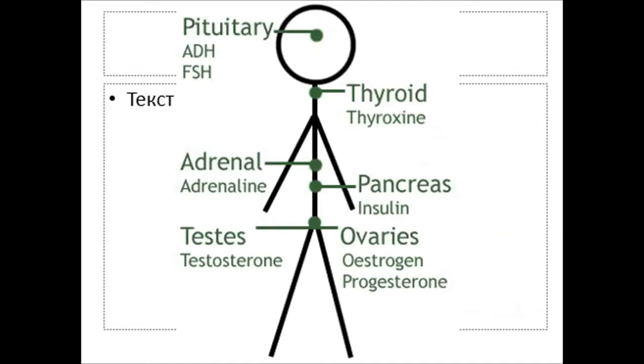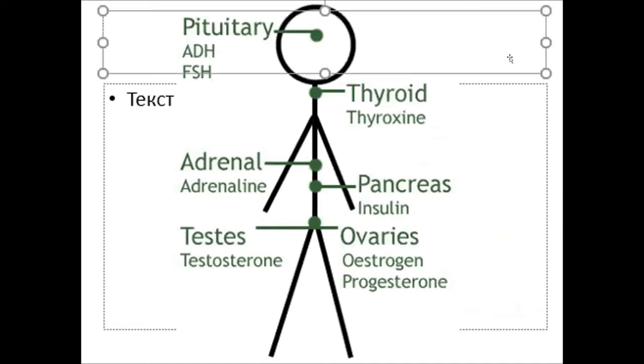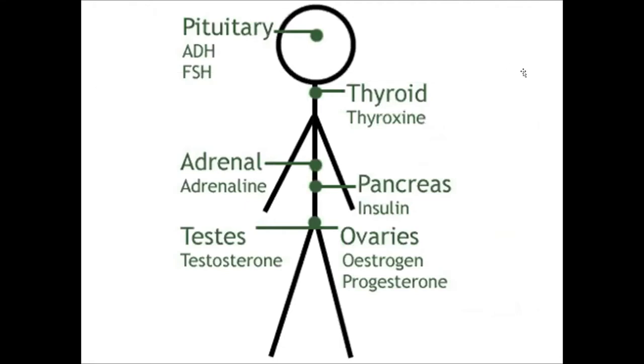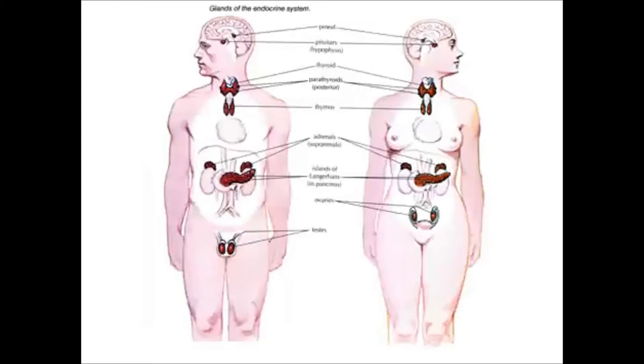Here, very schematically, are located the pituitary, thyroid, adrenal, pancreas, and gonads. Gonads are the testis and ovaries, and the main hormones are testosterone in the testis, and progesterone and estrogen in the ovaries. In the pancreas it's insulin, thyroxine in the thyroid gland, and adrenaline in the adrenal glands.